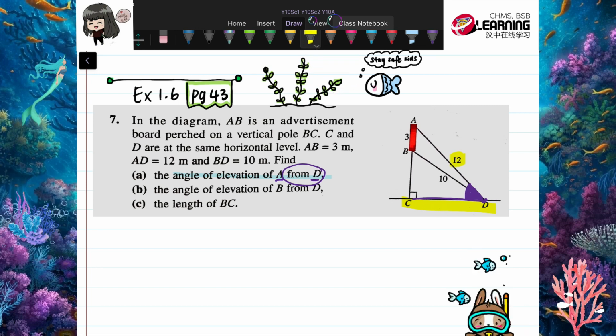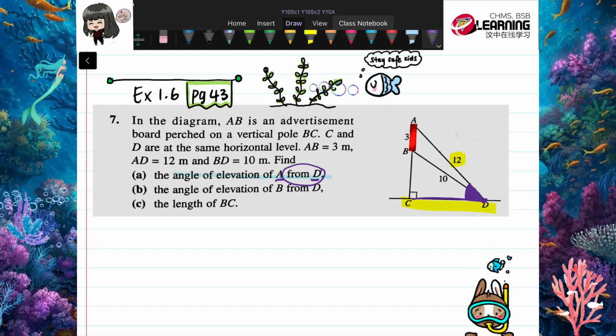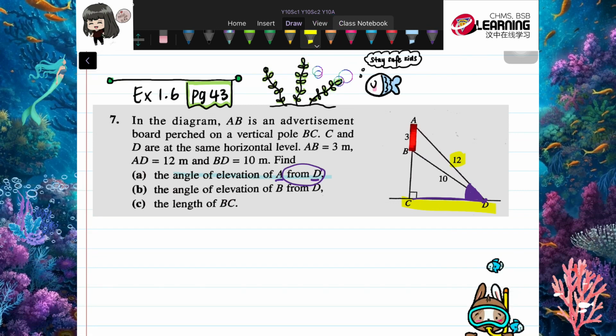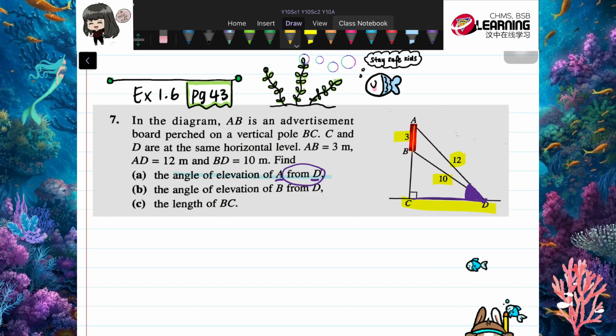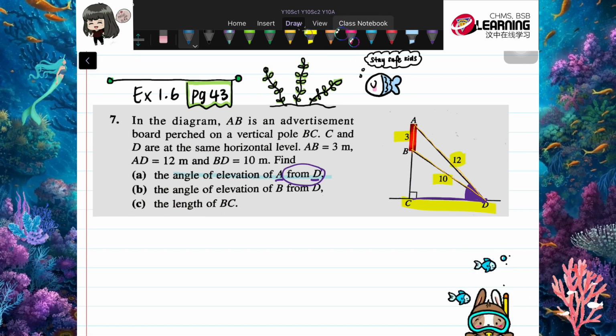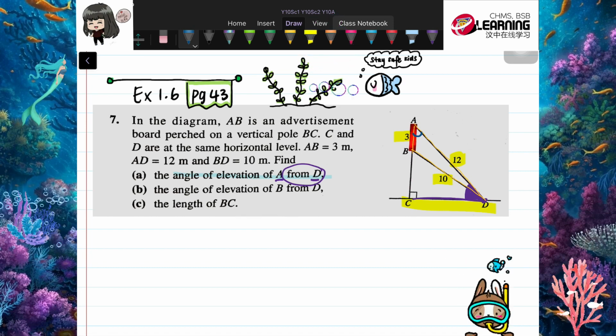You have 12, and you have a 10, and you have a 3 over there. So you have a 3 and 10 also. From here, you can see a triangle. This triangle ABD, you have all the sides: 3, 12 and 10. So you can actually find this angle first.